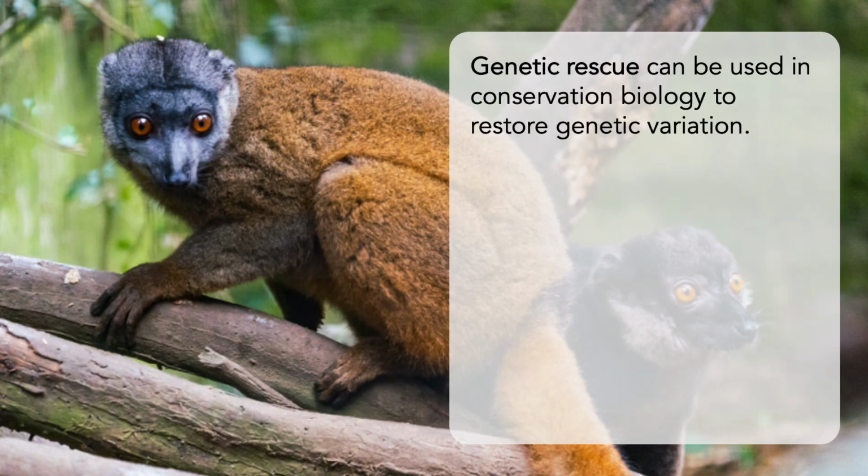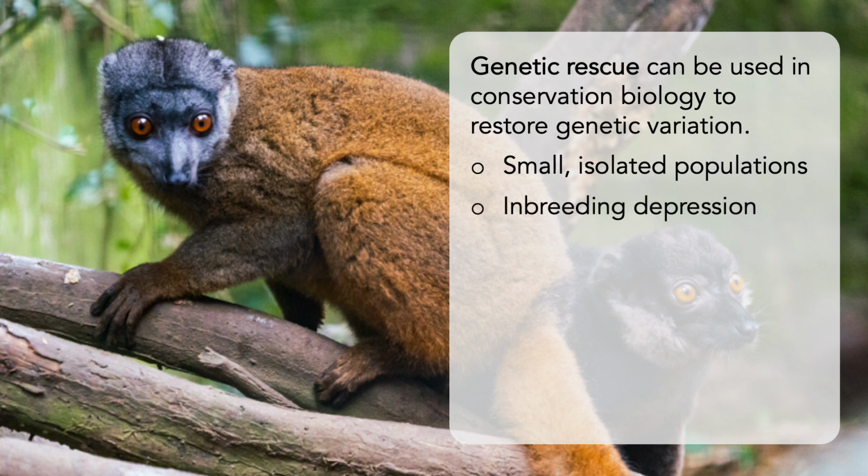Genetic rescue can be used in conservation biology to restore genetic variation in small, isolated populations or those suffering from inbreeding depression. Inbreeding depression is a reduction in fitness resulting from crosses between closely related individuals, and it's often the result of a population bottleneck. This reduces genetic variation and increases the risk of fixation of deleterious alleles.